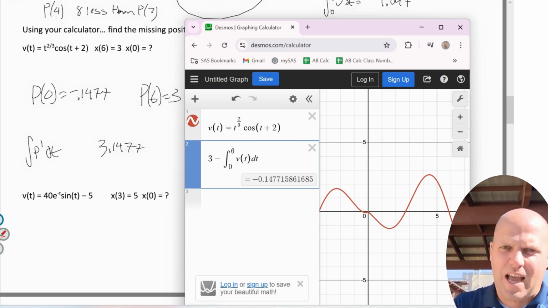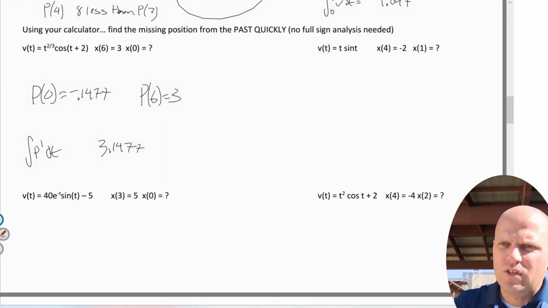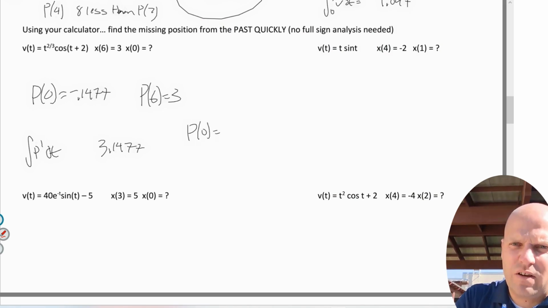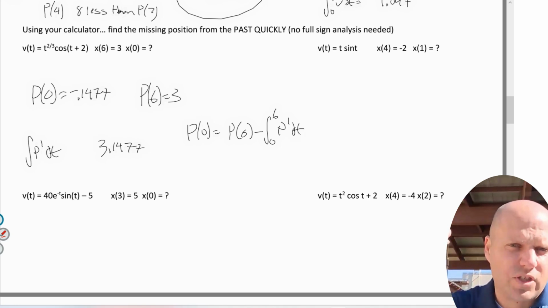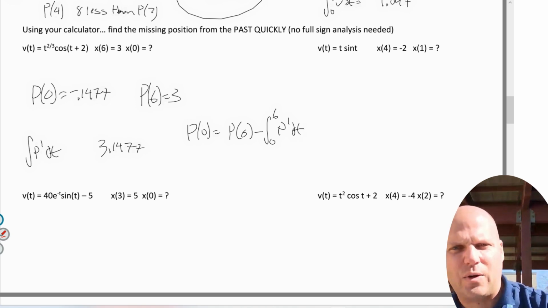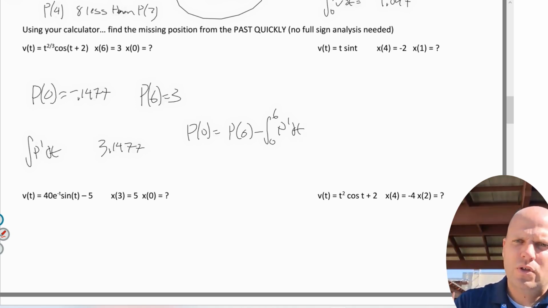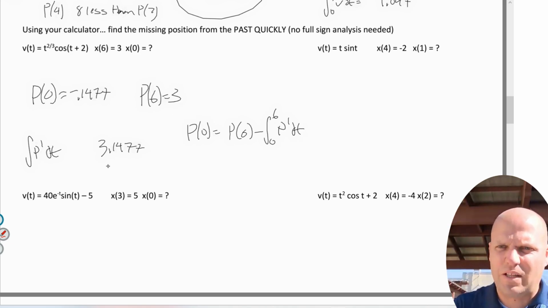This plus this gets that. Make sure you show all of this work. You could say P of 0 equals P of 6 minus your accumulation from 0 to 6 of P prime. You could actually say P of 0 equals P of 6 plus the accumulation from 6 to 0. If you add it going backwards, it kind of gives you the change from 6 to 0, which is kind of cool. That would be like that idea.